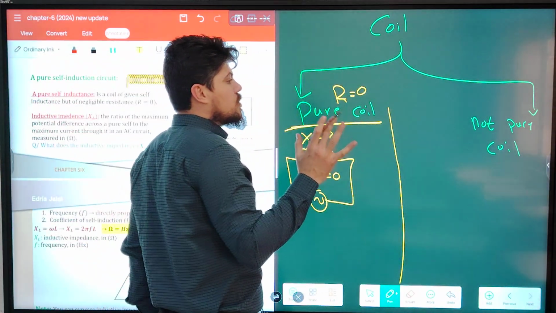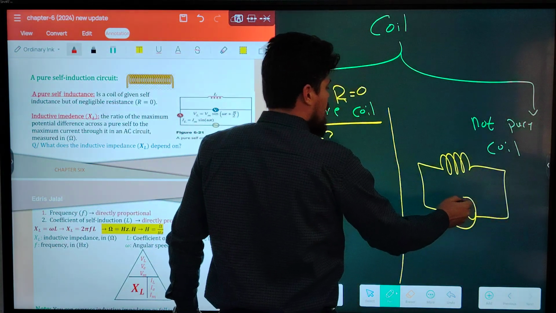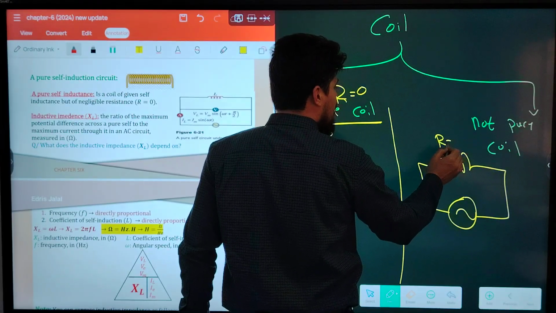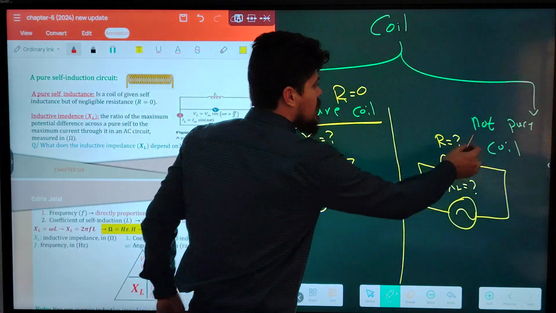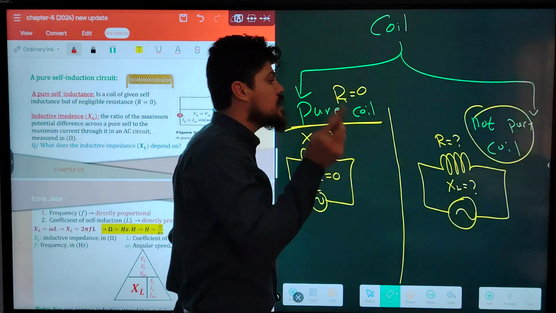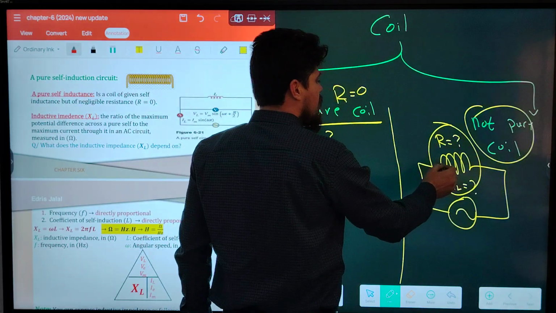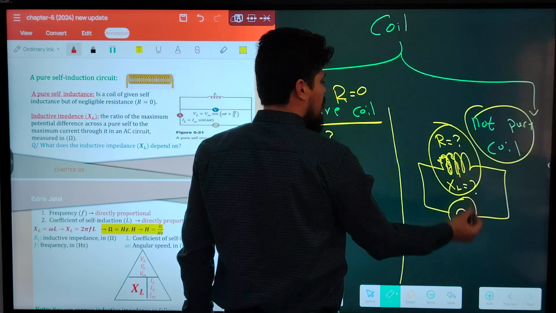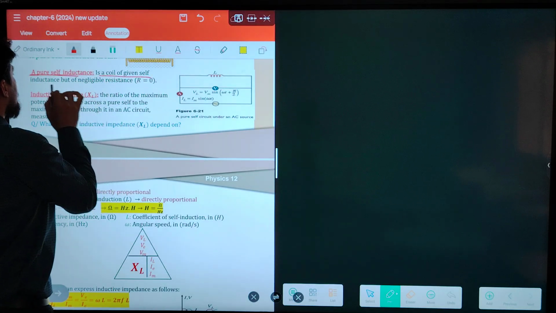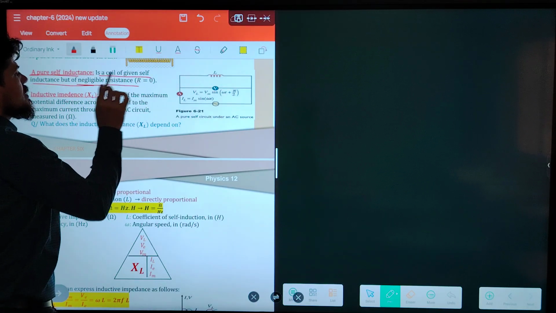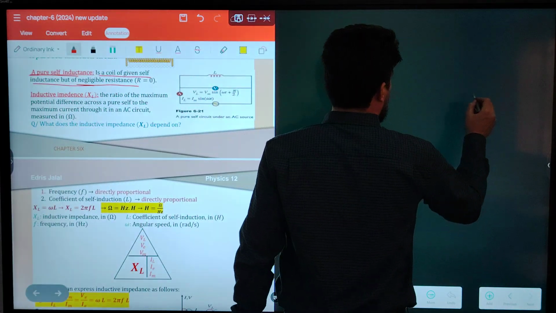But not pure coil. What do you mean by not pure coil? It means that the coil has resistance. We have both resistance and inductive impedance. In this case, when the question says a coil of resistance, it means that this coil is not a pure coil, it has resistance. We have to count both the resistance of the coil and the impedance. Okay? What do you mean by pure cell of induction? It is a coil given cell of inductance but of negligible resistance. Negligible what? Resistance.